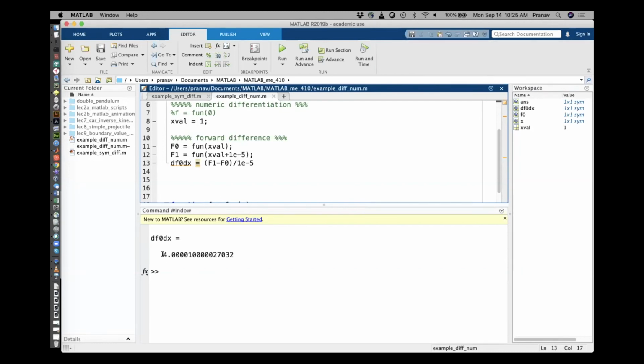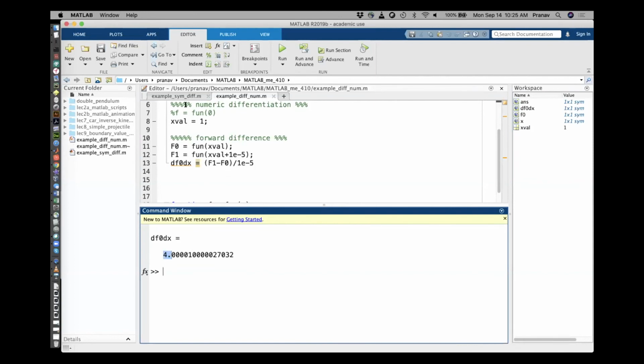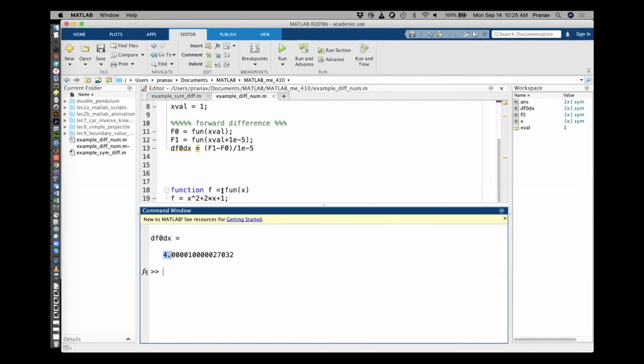So you can see that the answer is 4, what we expected from taking the derivative of x squared plus 2x plus 1 at x equals 1. This is what we also got when we did hand calculations. You can see that it's not quite 4, it's actually 4.0001, which means that it's accurate to 4 decimal places. So that's the problem with using numerical differentiation. It gives you an approximate answer. You could argue that this is not accurate because when you look at the 6th decimal place, actually there's a 1 there.